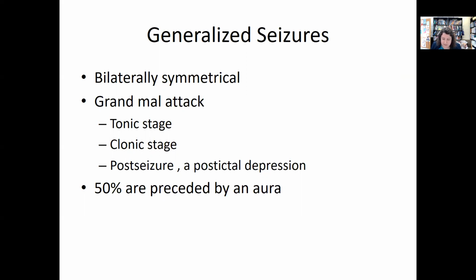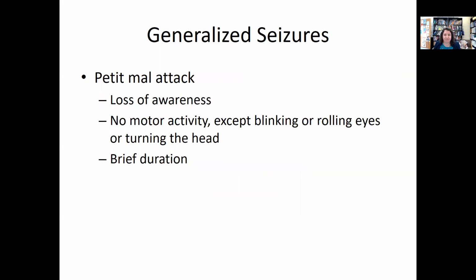So in terms of the tonic and clonic stages, these definitely are very frightening to the person. About half of people who have generalized seizures get an aura beforehand, so that means half don't really have a warning. Petit mal seizures are a loss of awareness, so there's no motor activity.